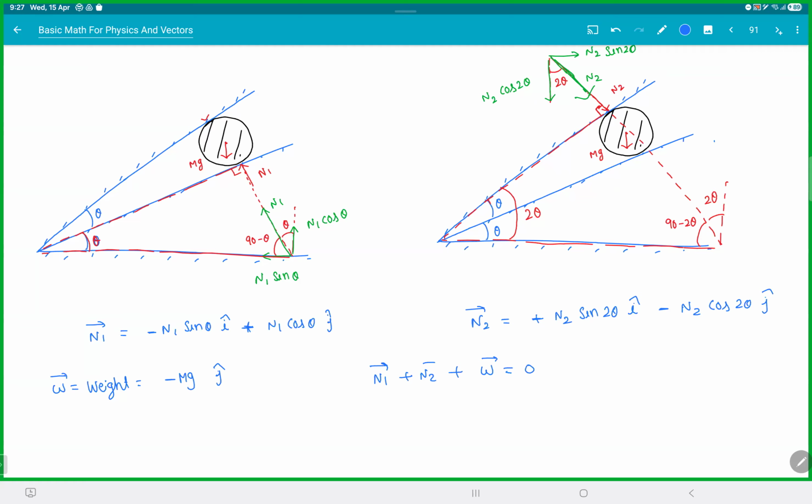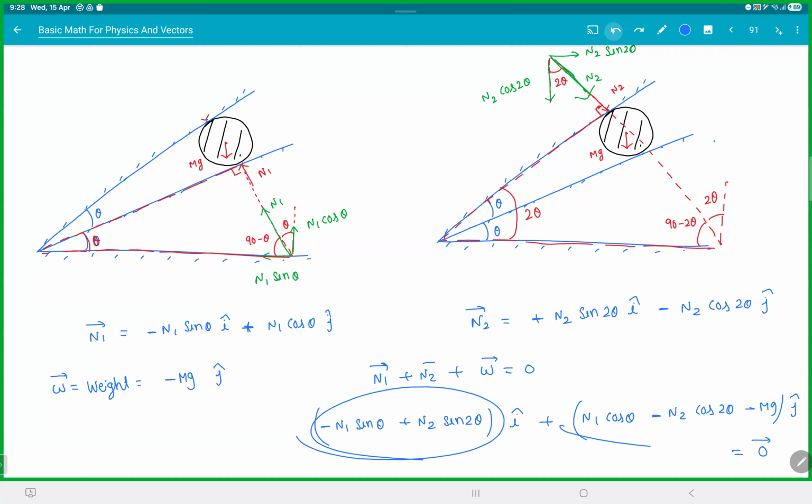Now you can add the vectors. All the I components should cancel. So this will be minus N1 sin theta plus N2 sin 2 theta I cap, plus N1 cos theta minus N2 cos 2 theta minus mg J cap. You're saying this is 0 bar. How can this be 0? If your I component is 0 and J component is 0. Agreed? Any doubts so far with the equations?